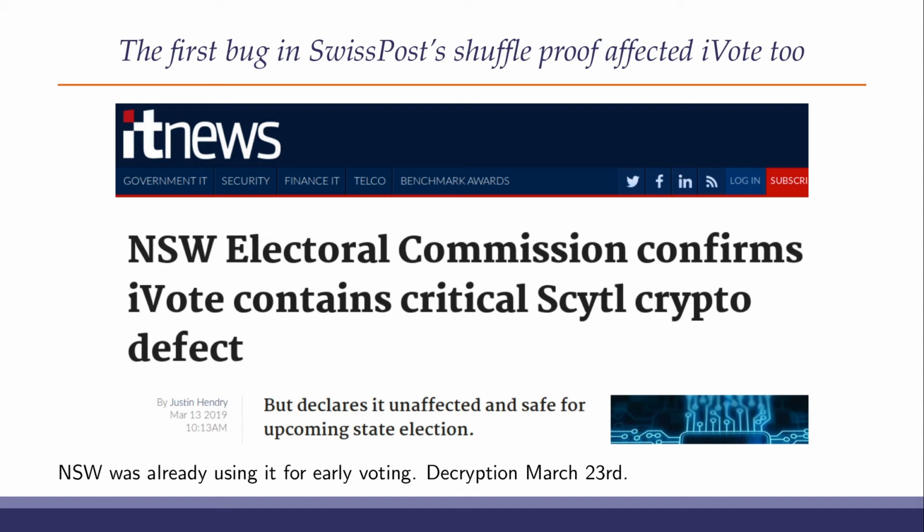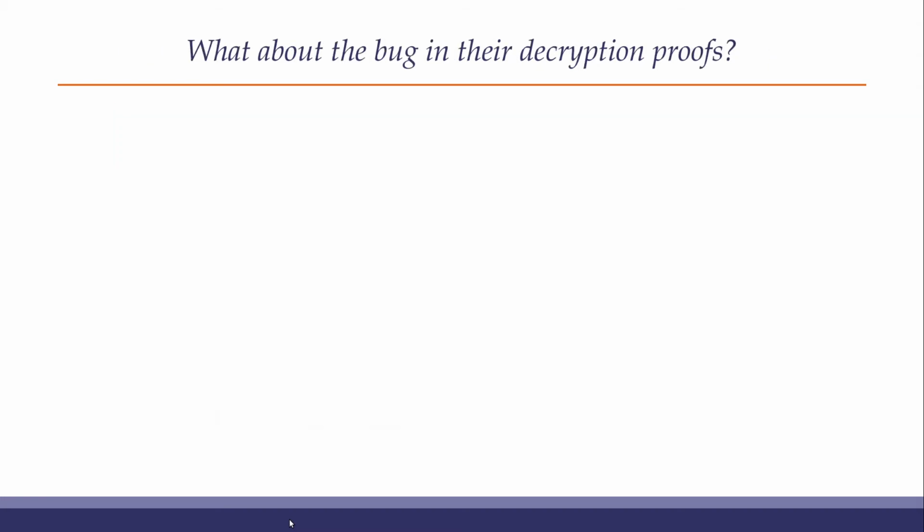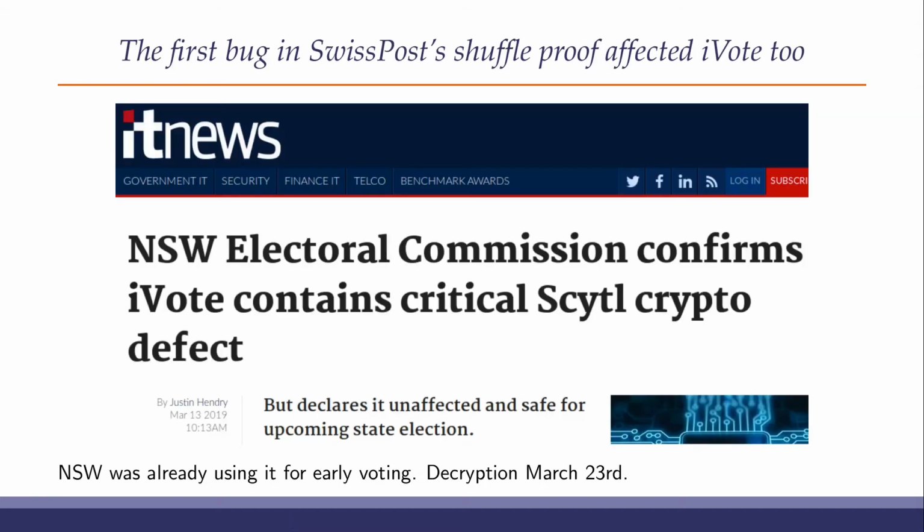I think the journalist Justin Henry summarised the situation perfectly. He said, "New South Wales Electoral Commission confirms iVote contains critical crypto defect, but declares it unaffected and safe for upcoming election." In other words, we know it's got a serious bug, but we're just going to use it anyway. So they did. They claimed later that they had fixed it during the election period, because why wouldn't you let a foreign company log into your voting server and patch it during the course of the election?